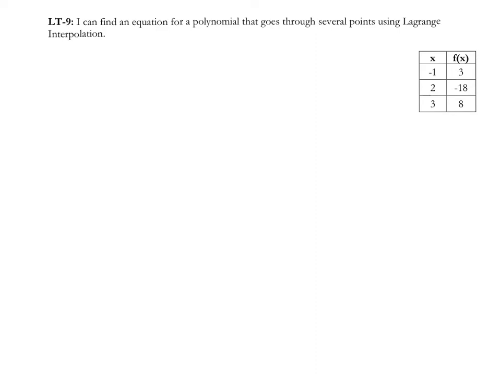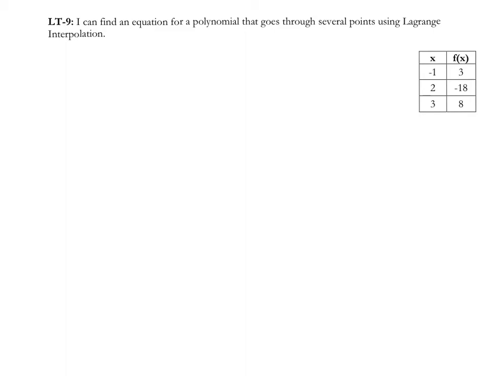Learning Target 9 says I can find an equation for a polynomial that goes through several points using Lagrange Interpolation. So the idea behind this is you'll be given a table and you need to find a polynomial that fits that table. So the very first thing you're going to do in Lagrange Interpolation is rewrite your table as the sum of a few simpler tables.